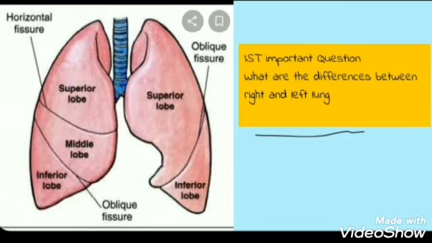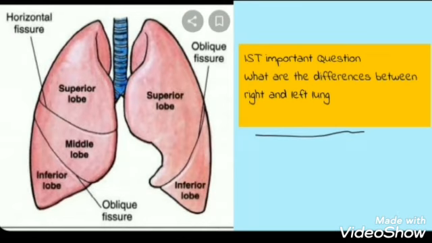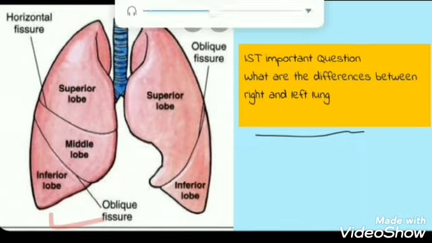You can see from the diagram itself that the shape and size of the right lung and the left lung are different. Why so? Why is the shape of the right lung like this and the left lung has a notch here? The shape and size are different to make space for other organs in the thoracic cavity. For example, we have a diaphragm beneath the lung, and just below the diaphragm there is the liver.